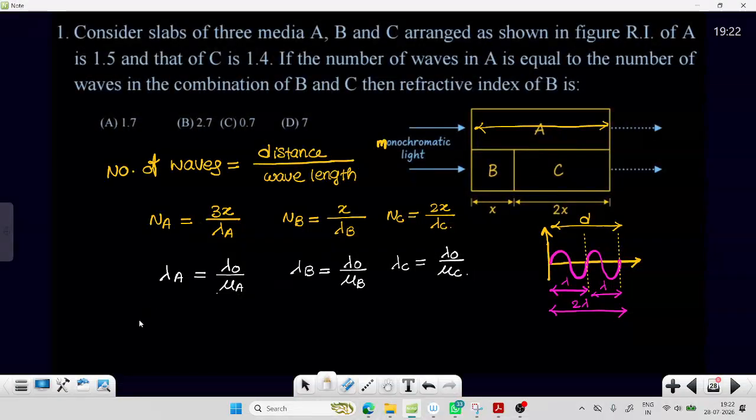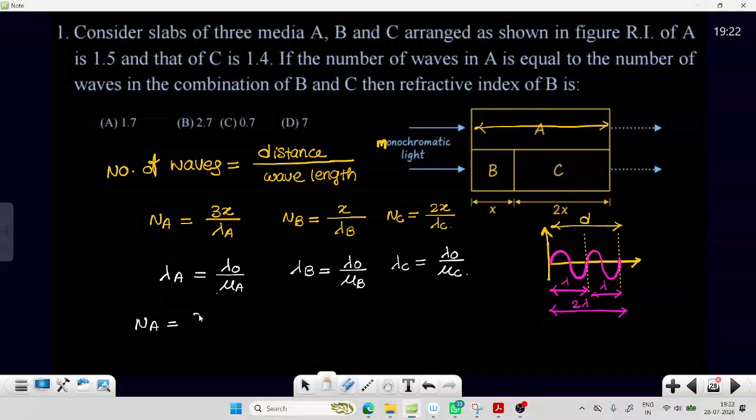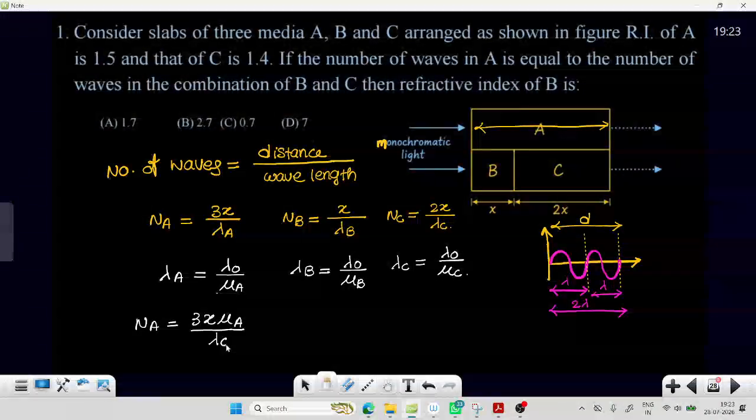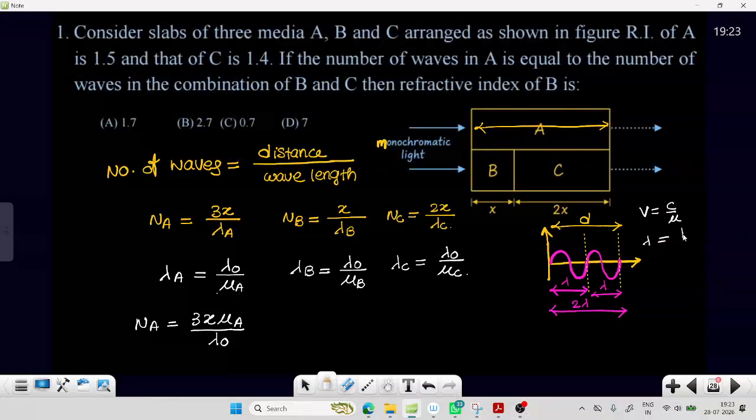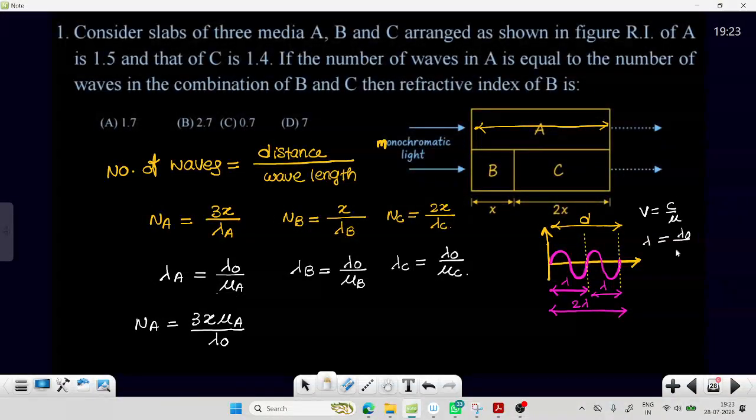If we place these, mu A will go to the numerator, so 3x mu A. This uses the formula lambda equals lambda naught by mu. Yesterday we saw that velocity in a medium is equal to C by mu. Similarly, wavelength in a medium is equal to wavelength in air by mu.